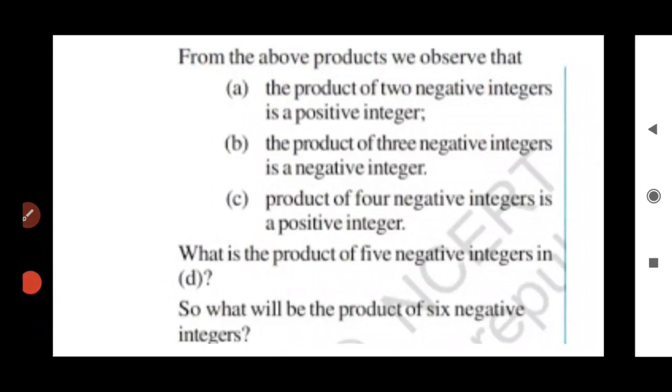So from the above products we observe that the product of two negative integers is a positive integer. The product of three negative integers is a negative integer. The product of four negative integers is a positive integer. The product of 5 negative integers is negative. So the product of 6 negative integers is positive.